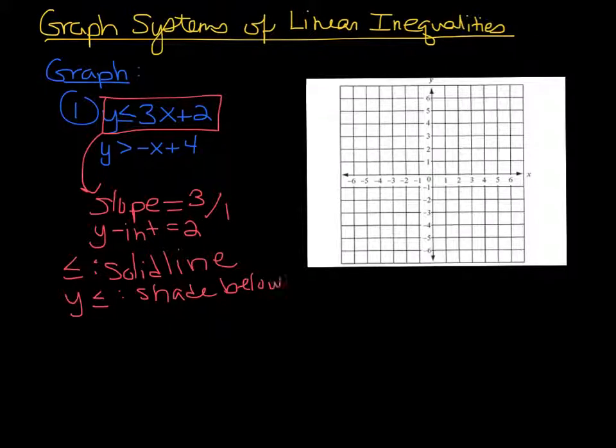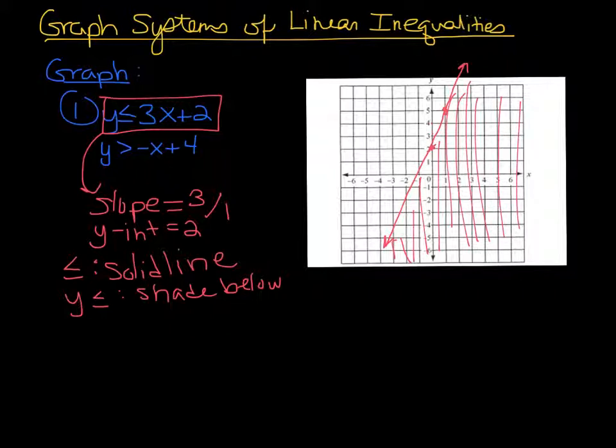So let's go ahead and do this one. I start by drawing my y-intercept, which is at 2, and I draw my point there. From there, I know my slope is 3 over 1, so I'm going to go up 3, right 1, and that will give me my second point. Then I know it's a solid line, so I'm going to draw a solid line through there. The last thing I need to do is shade below this line. So that's the first half.